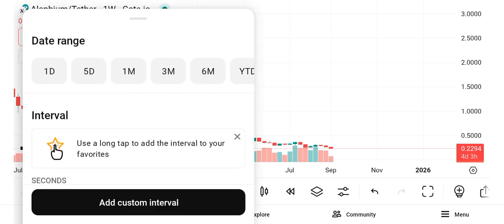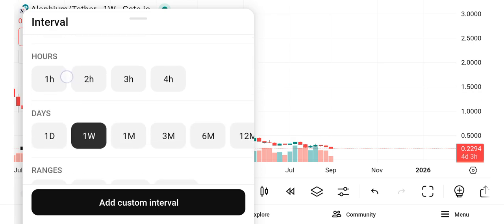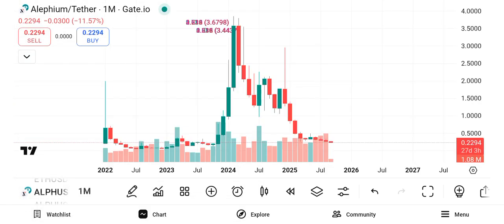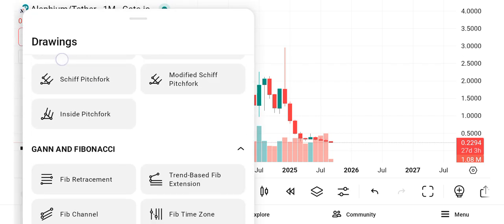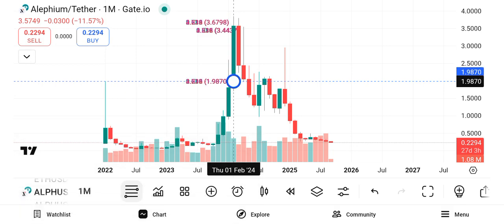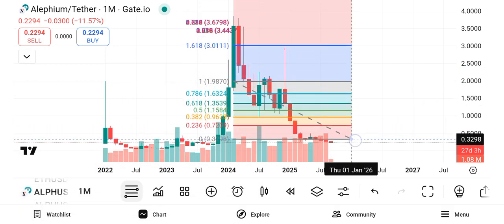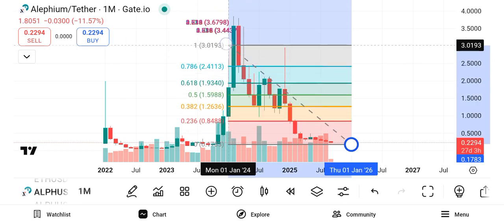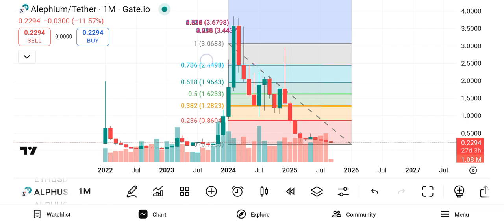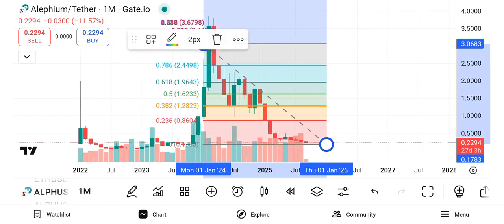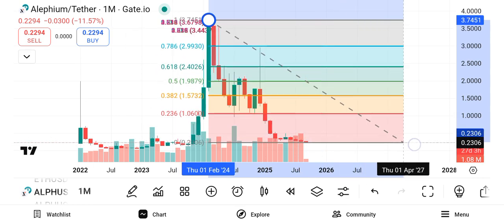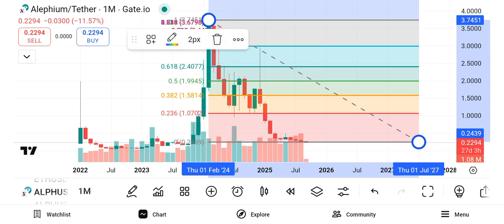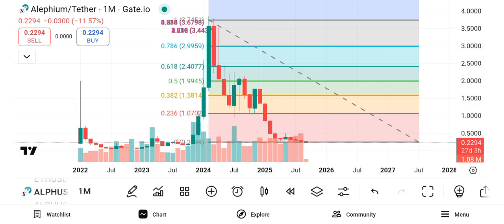Lastly, we can just look at the monthly chart. The 1 month chart, and we can see when we draw Fibonacci retracement, 61.8 is around $2.4, and 78.6 is around $3. Okay, and this is the monthly chart.